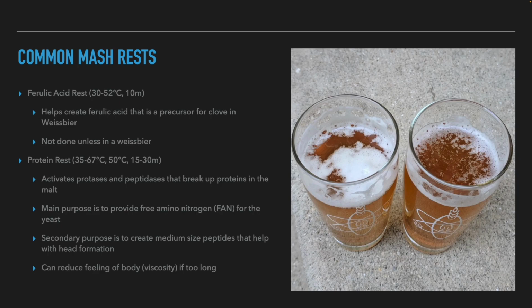Another rest the brewer can do is called the protein rest. This rest is done between 35 to 67 degrees Celsius for about 15 to 30 minutes. This rest activates proteases and peptidases that break up proteins in the malt. The main purpose is to provide free amino nitrogen for the yeast to be able to synthesize new proteins. The second purpose is to create medium-sized peptides that help with head retention. But if this rest is too long, it can reduce the feeling of body of the beer.